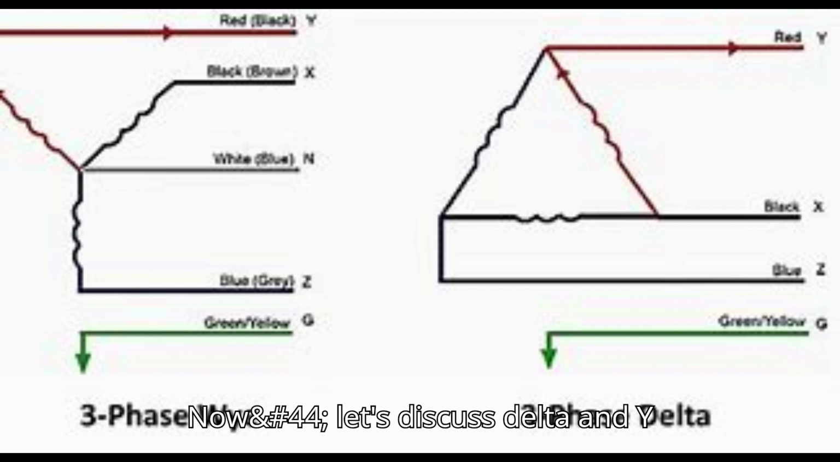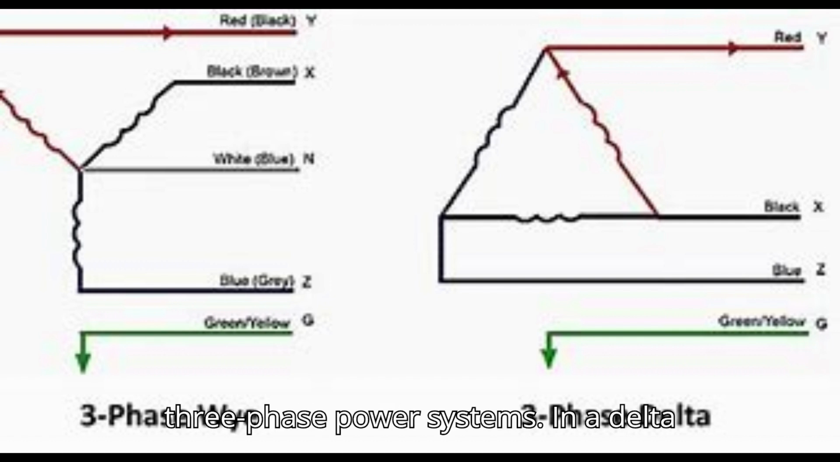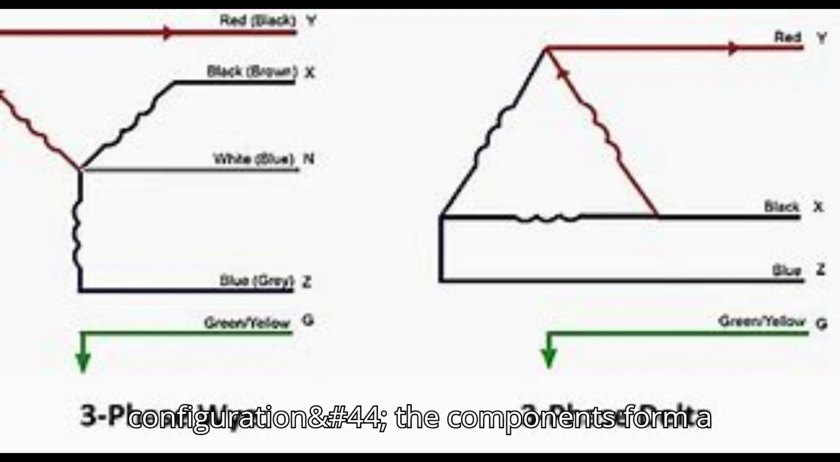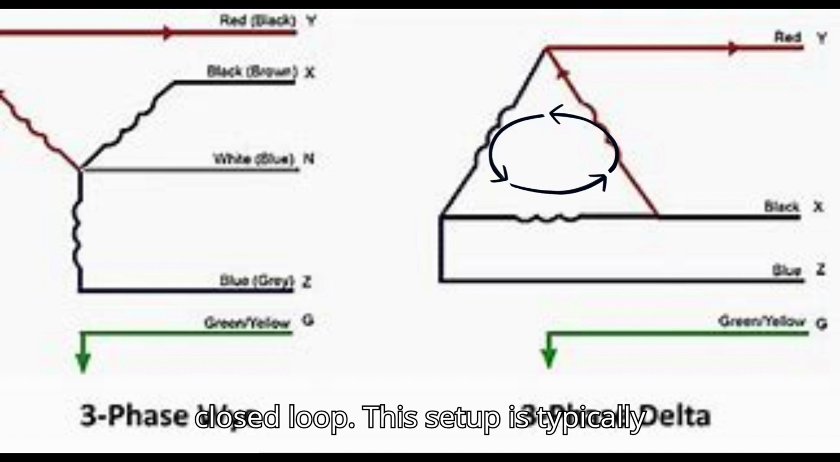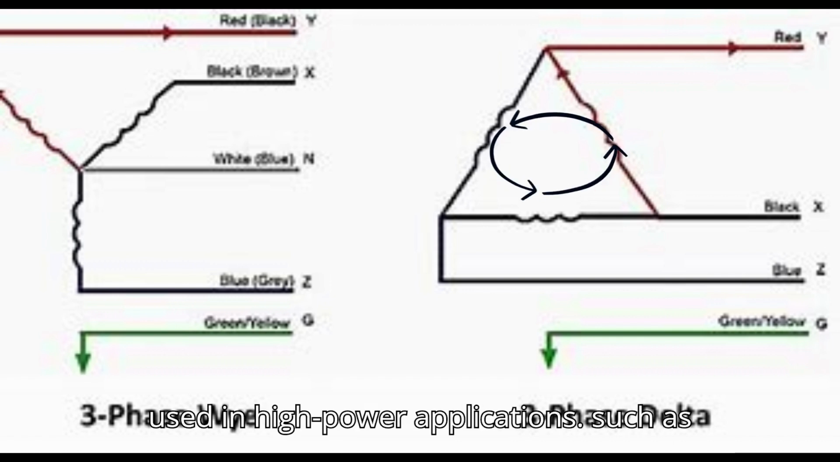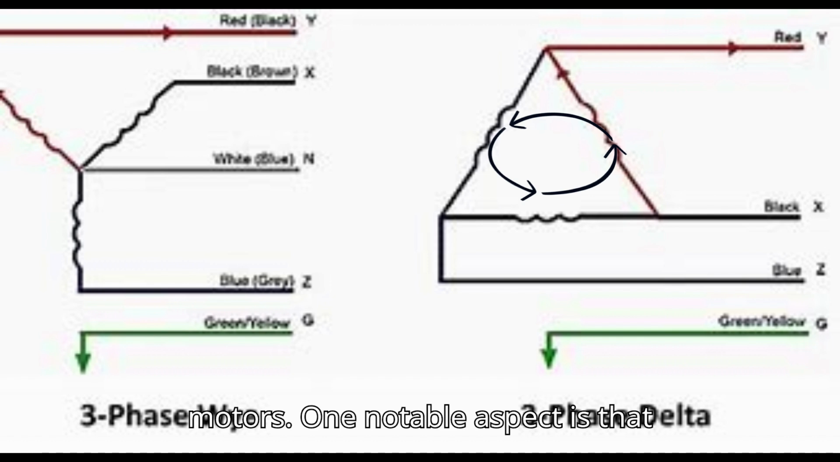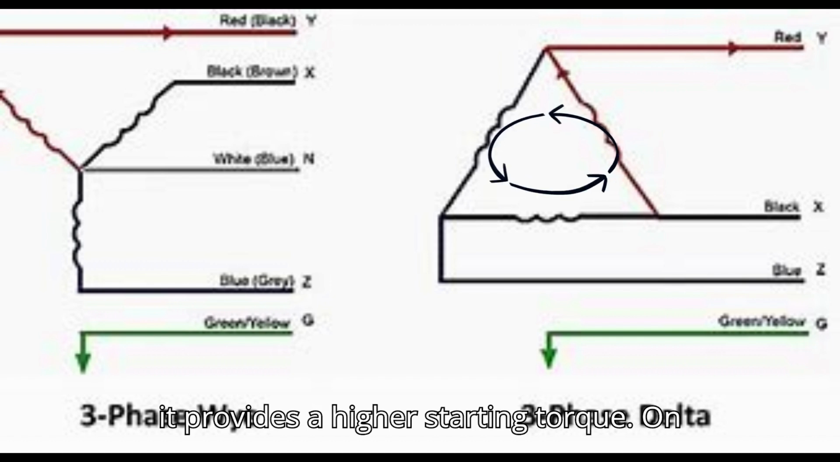Now let's discuss delta and Y configurations. These are common in three-phase power systems. In a delta configuration, the components form a closed loop. This setup is typically used in high-power applications, such as motors. One notable aspect is that it provides a higher starting torque.